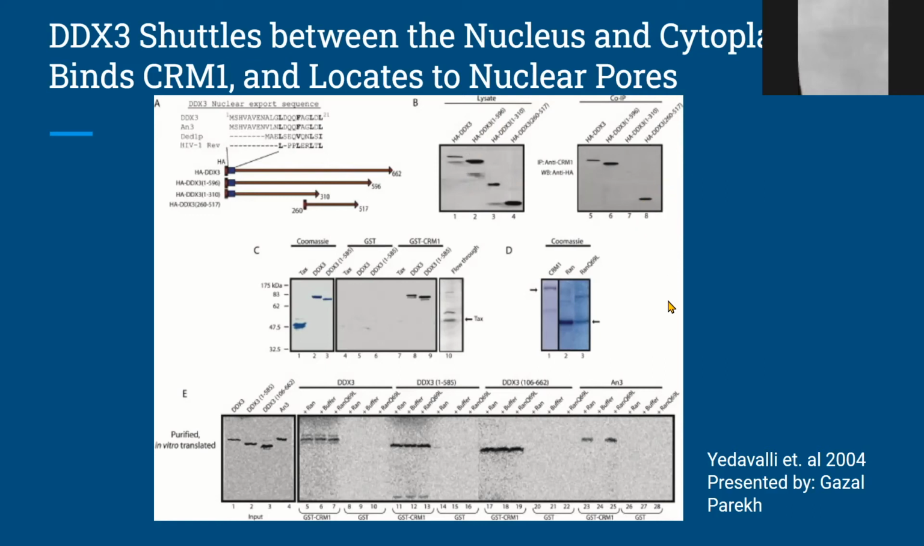As shown in figure 5E, RAN and RAN Q69L were purified using nickel bead chromatography. The findings from this were that binding of DDX3 to CRM1 did not need either RAN GTP or RAN Q69L. This is shown in lanes 5 to 7, 11 and 13, and 17 to 19. Through this, we can confirm that the DDX3 CRM1 interaction is different from the RAN CRM1 cargo receptor interaction.